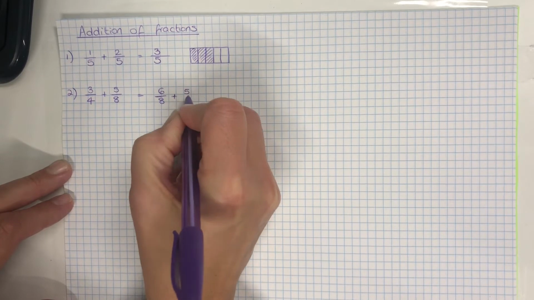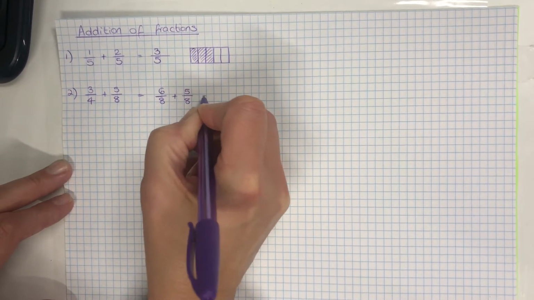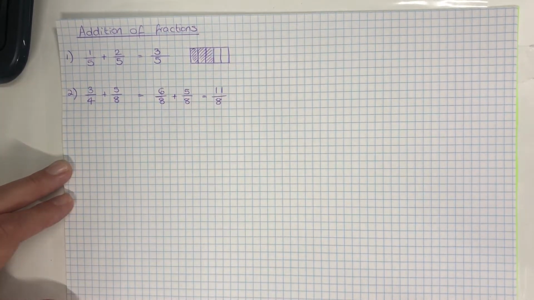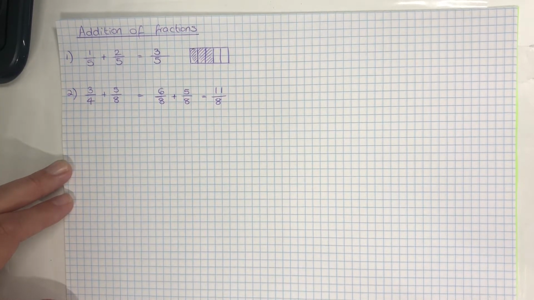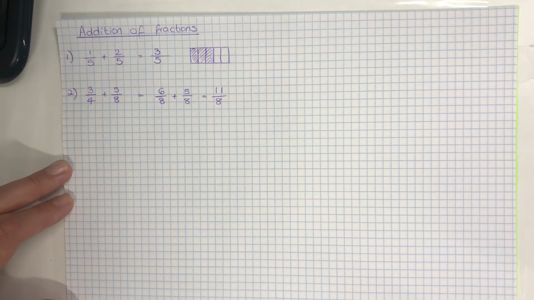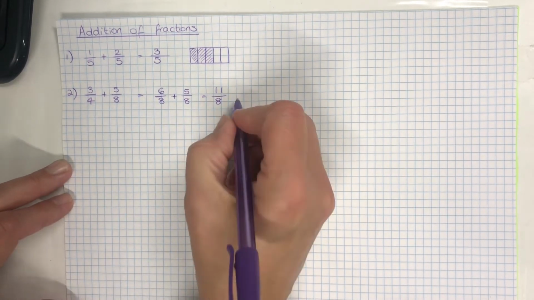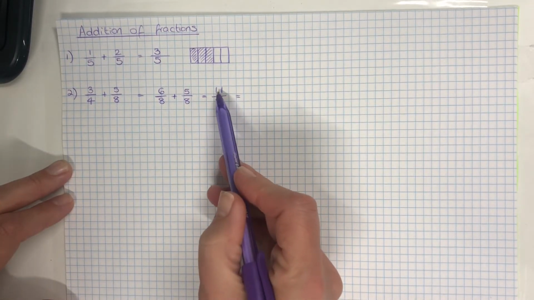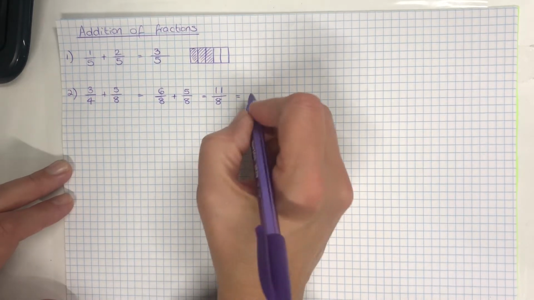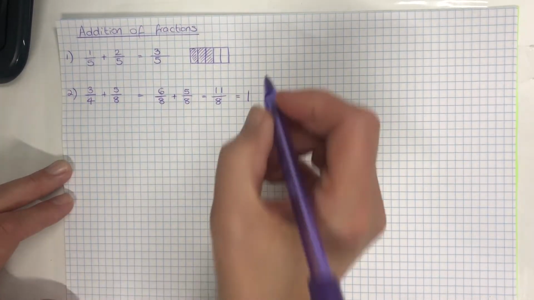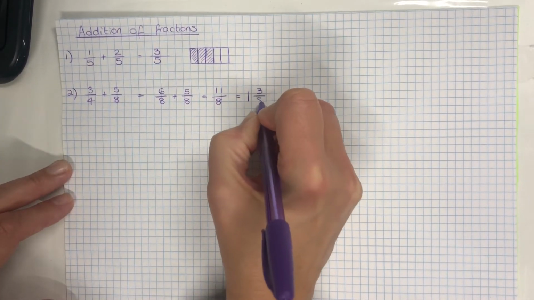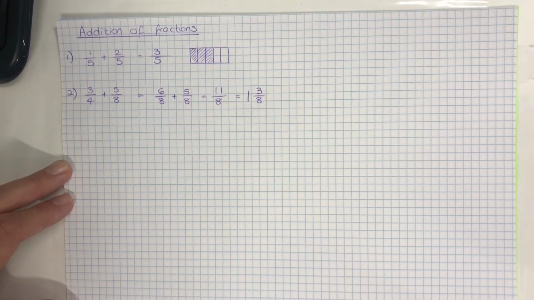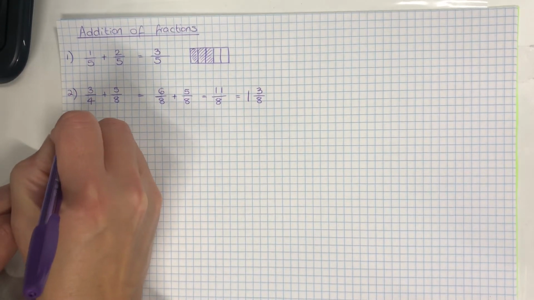I then add 5/8, and that gives me 11/8. Okay? Now we've previously done converting between improper fractions and mixed numbers. So to convert that into a mixed number, how many times does 8 go into 11? It goes in once, remainder 3. So we have 1 whole and 3/8. Let's just do one more.